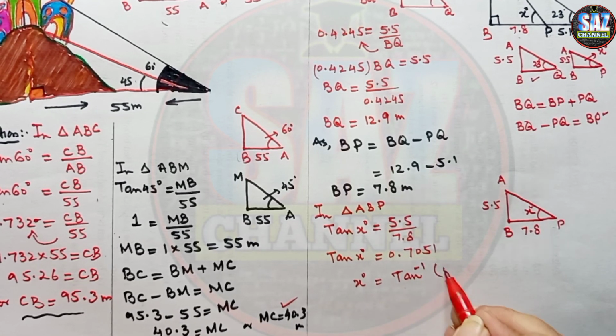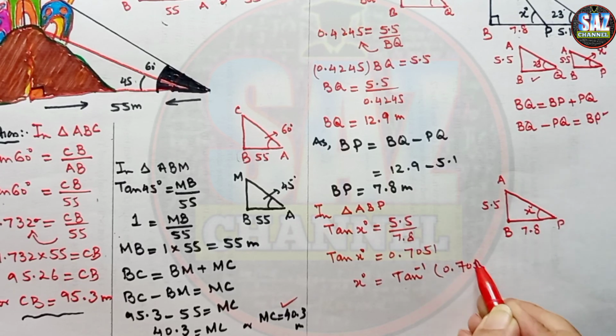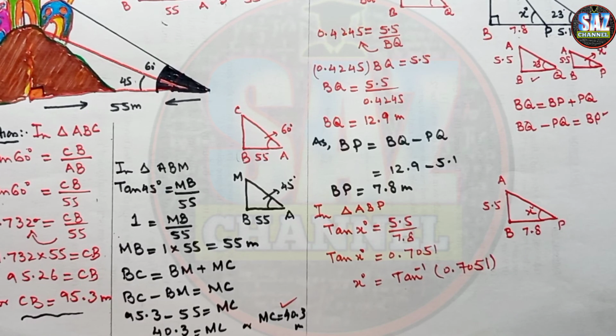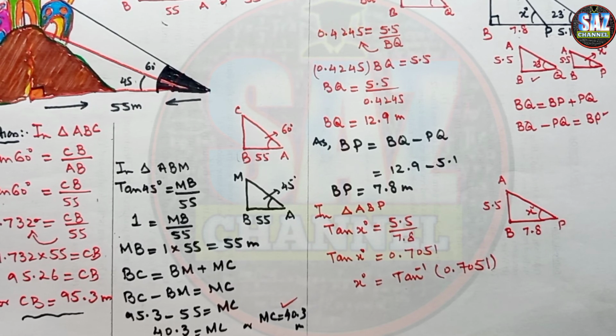So X equals tangent inverse 0.7051. I have to press the shift key, then tangent key, and then I will have inverse tan with me, and then I write the value 0.7051, close the bracket, and this is 35 point. Okay, X equals 35.18 degrees, and as I have to give my answer nearest to three significant figures, X will be equal to 35.2 degrees. I hope you are clear about today's lesson.